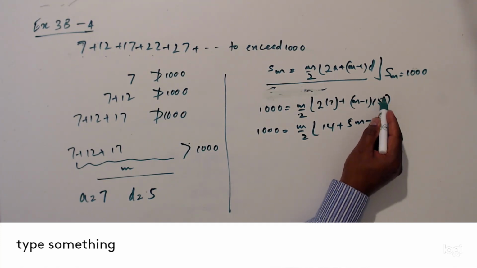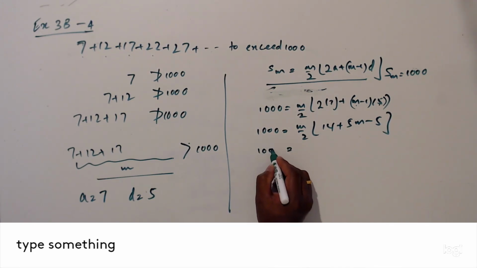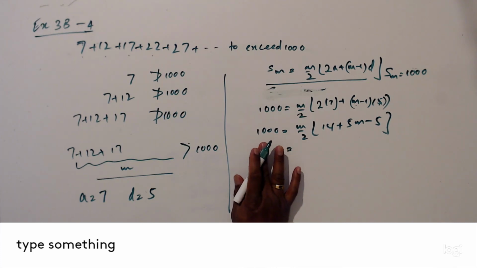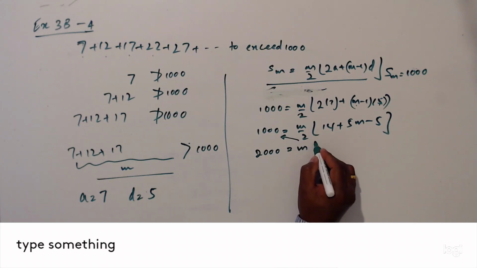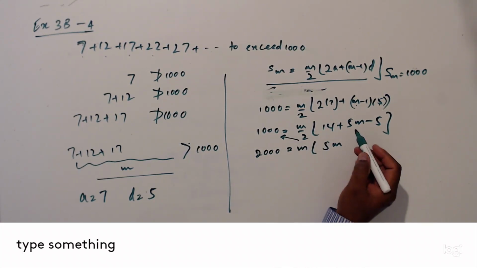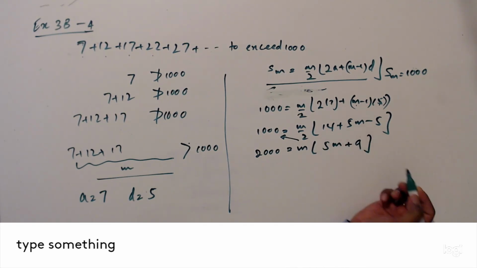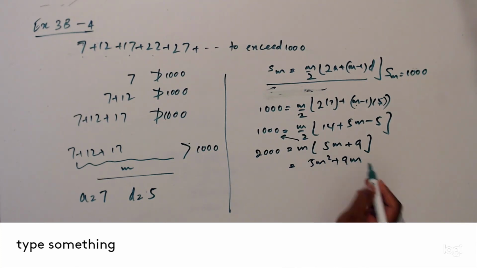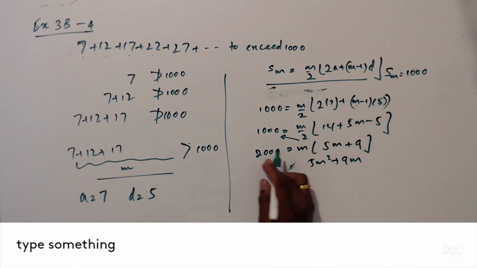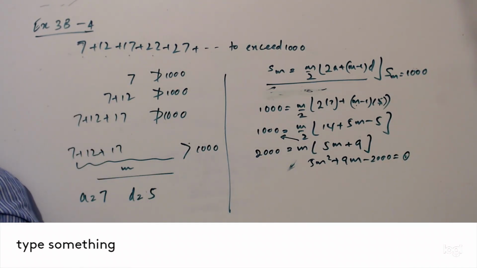Expanding, 5 times m, 5 times 1. And 1000, I'll make 2000 by cross multiplying by 2. m times (5m minus 5 plus 14), that is 5m plus 9. So we expand: 5m squared plus 9m. Take the 2000 to the other side: minus 2000 equals 0.